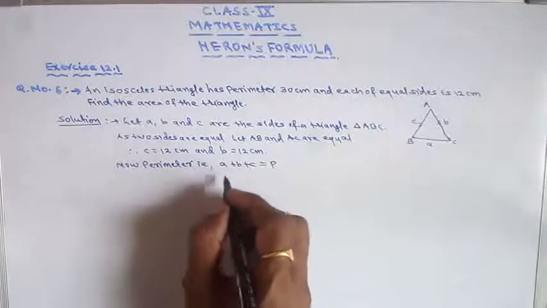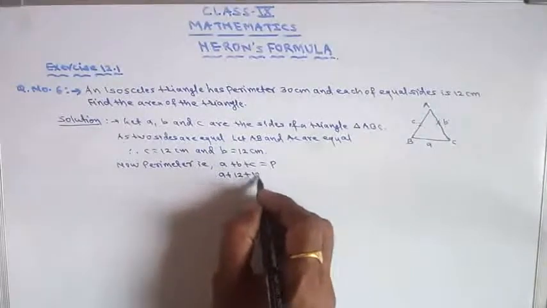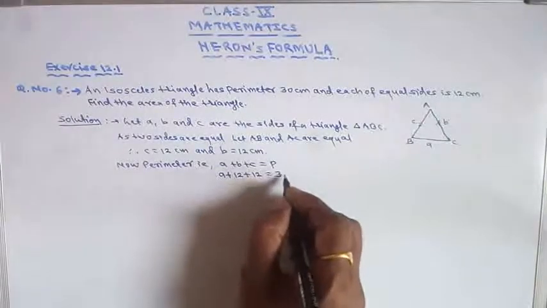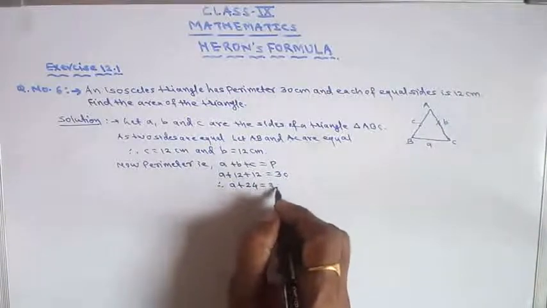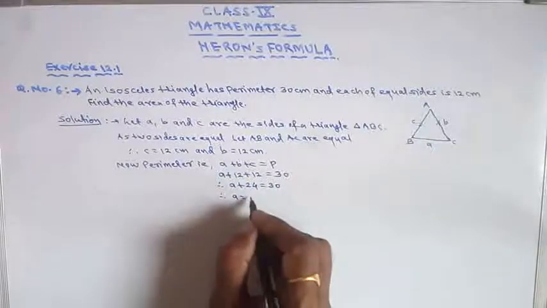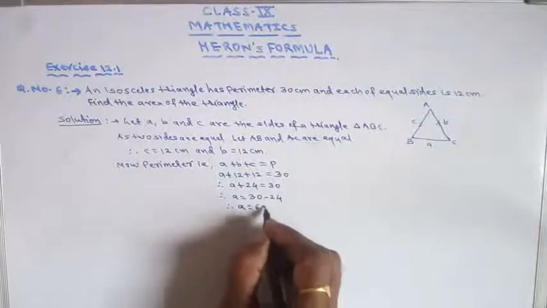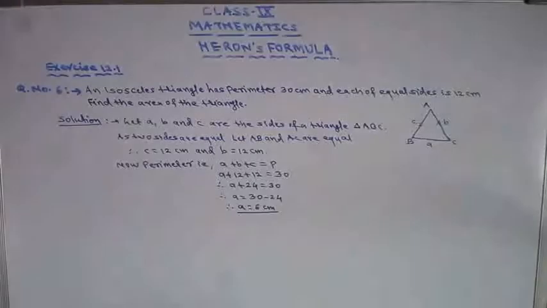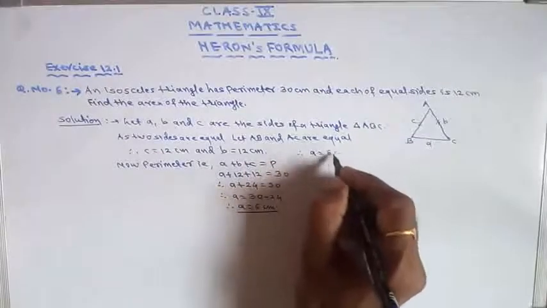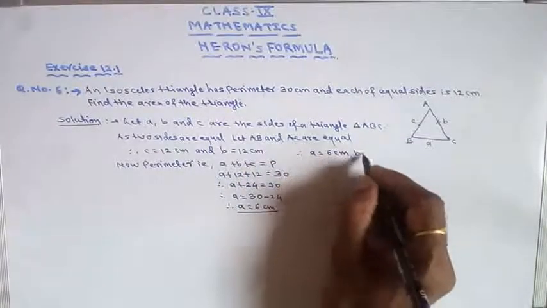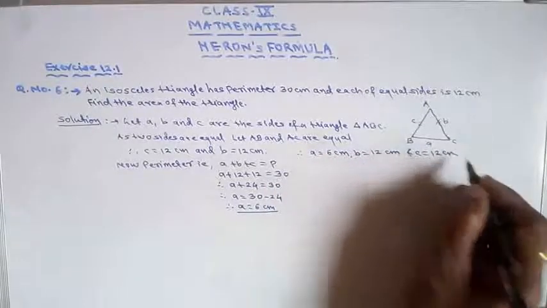So put the values. a is not known to you, b is given, that is 12, plus c is 12, equal to P is 30. Therefore a plus 24 equal to 30. Therefore a equal to 30 minus 24 and hence a equal to 6 centimeter. Now a is known to you, so a equal to 6 centimeter, b equal to 12 centimeter and c equals also 12 centimeter.